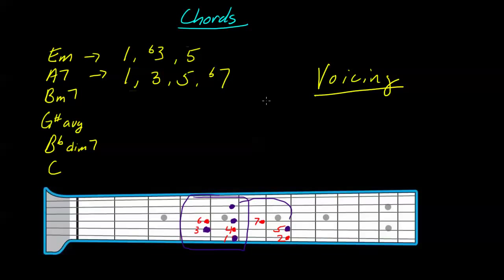And one of the main differences is if you were to not play the number 1 note as the lowest note. Let's say you were to play the 3 as the lowest note and then switch it up and play 5, 1, and then flat 7 up here somewhere. It will sound totally different, but technically it would still be an A7 chord.